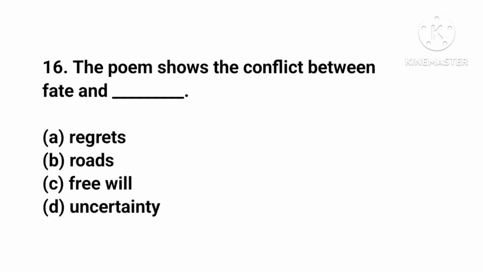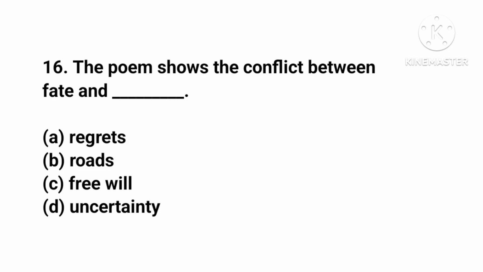Now, number 16. The poem shows the conflict between fate and dash. Option A, regrets. Option B, roads. Option C, free will. Option D, uncertainty. So, it is a conflict between our destiny and what? Our fate and what? Yes, it is free will.